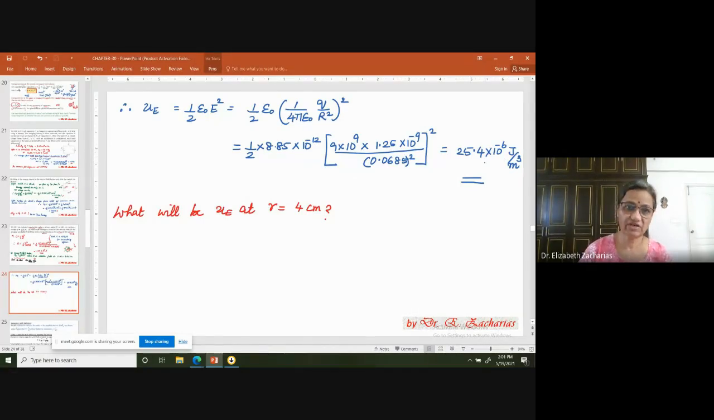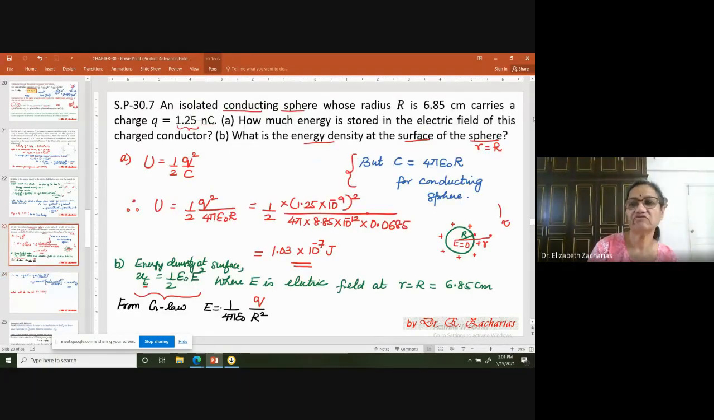Now I have asked a question. What is the radius of the sphere? Radius of the sphere is 6.85 centimeter. Always when you do a problem, convert into meter and do it.